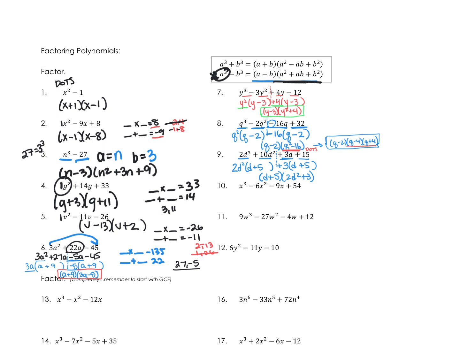Another factor by grouping here. Put our dotted line down the middle. On the left-hand side, no numbers in common, but they both have at least an x squared, so our GCF is an x squared. Pull an x squared out of x cubed, and we're just left with a single x. Pull x squared out of minus 6x squared, and we're just left with minus 6. On the right, 9 and 54 have a common factor of 9, but we're going to pull that negative out with that 9.